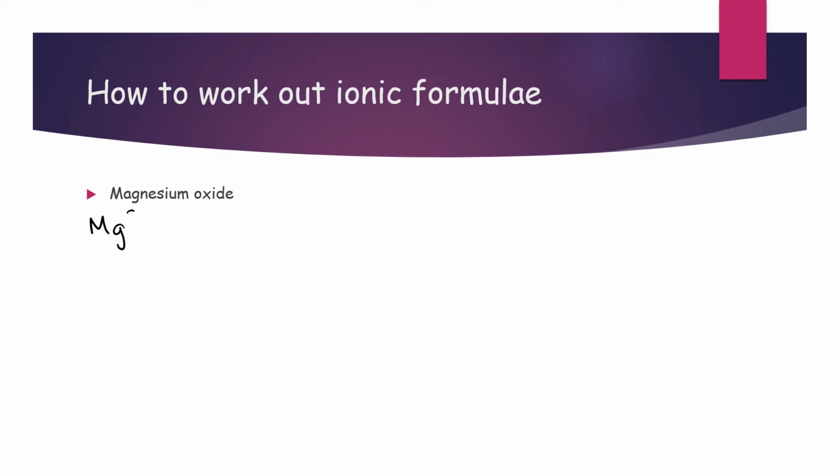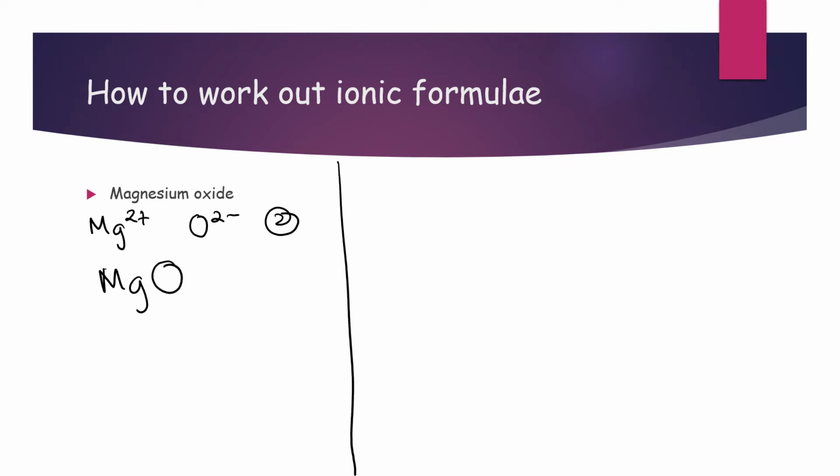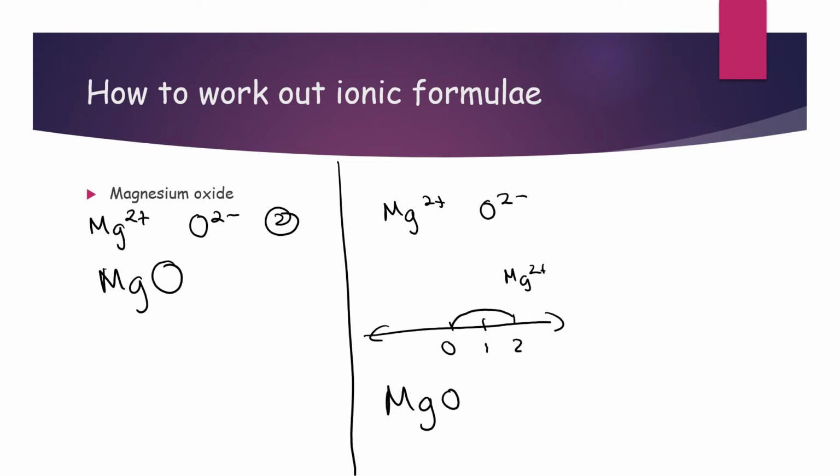Now let's look at magnesium oxide. Magnesium has a charge of 2+, oxide is 2 negative. Common multiple of 2 and 2 is 2. How many 2 pluses do I need to make 2? I need 1. How many 2 negatives do I need to make −2? I need 1. Number line. Here's our 0. Here's our magnesium 2+, and you can see 1 lot of 2 negative brings it back to 0, so MgO.